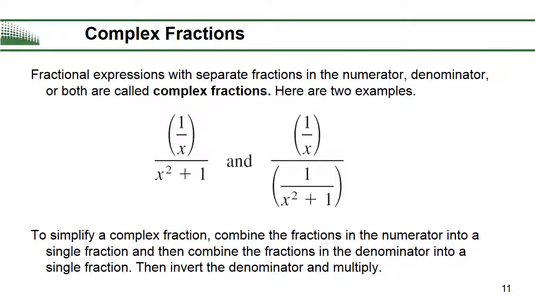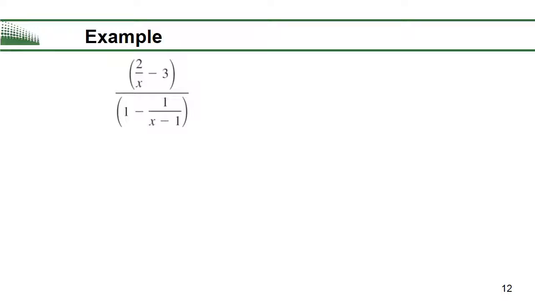So for example, our second fraction here with the 1 over x over 1 over x squared plus 1, what I would do is I would say that's 1 over x divided by 1 over x squared plus 1, and then change it, 1 over x times x squared plus 1 over 1. And that's going to make it a lot easier to simplify. Here's an example to try. Don't forget you want to combine the numerator into one fraction and the denominator into one fraction.